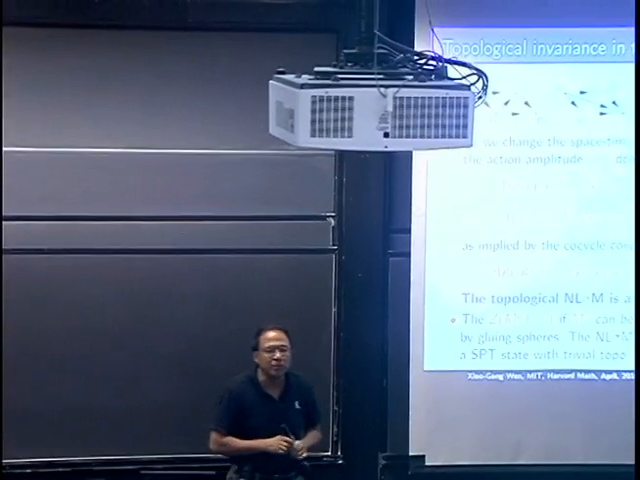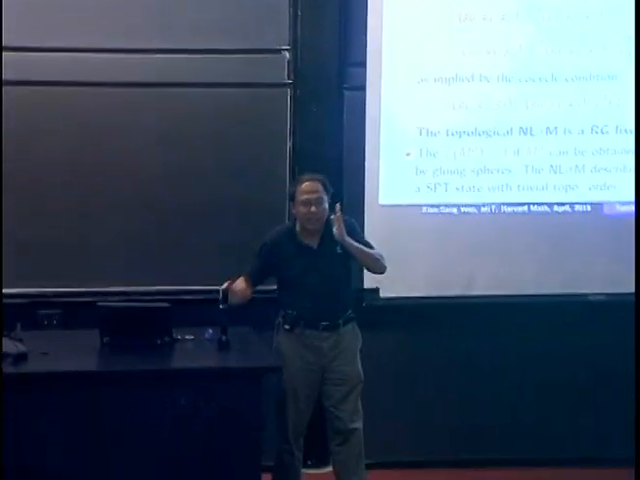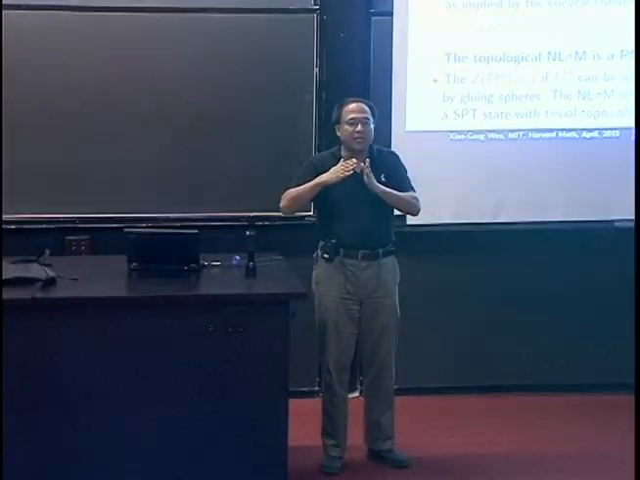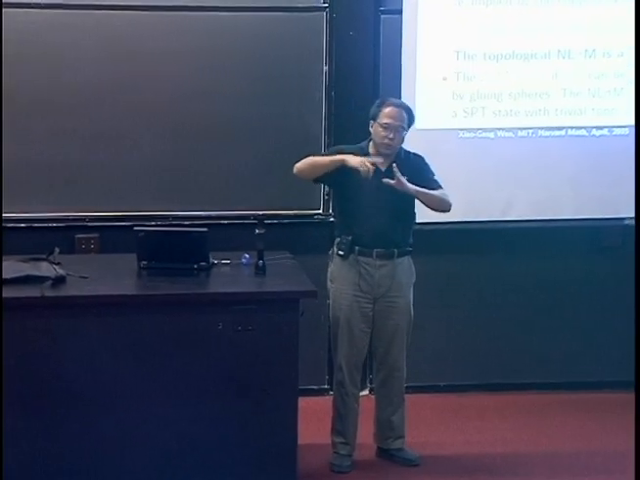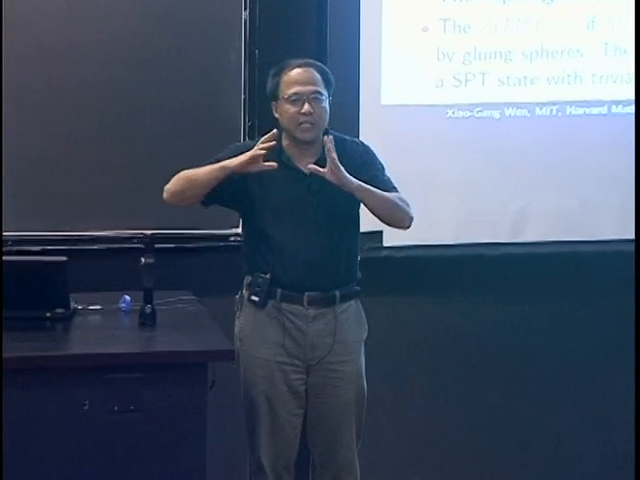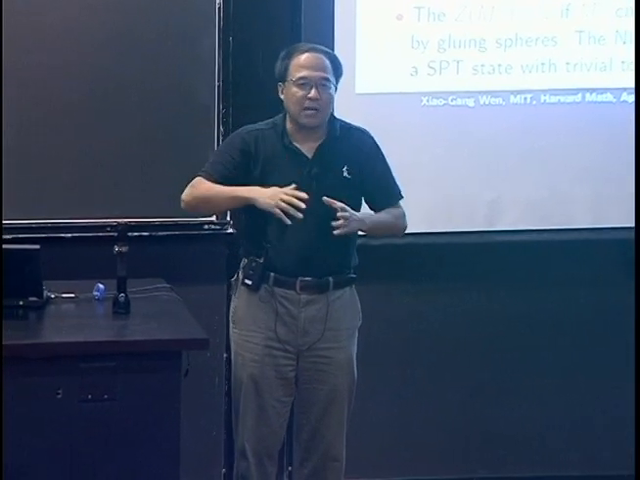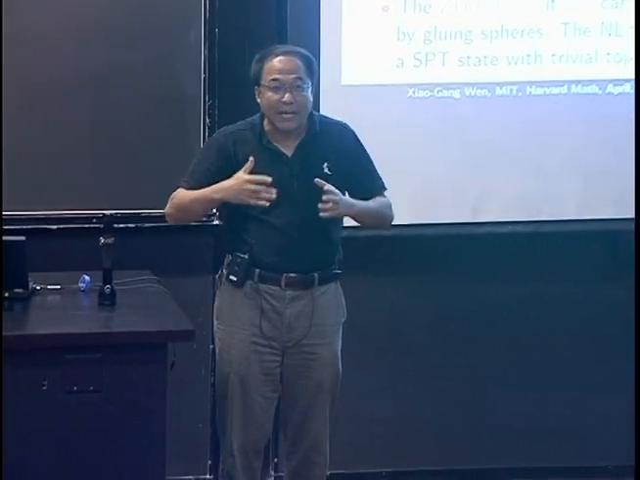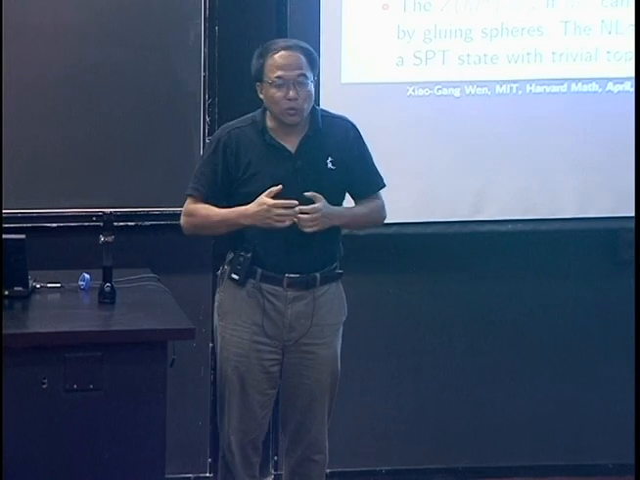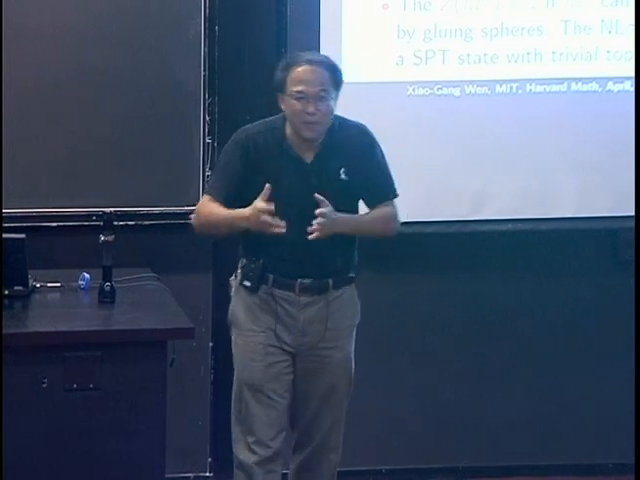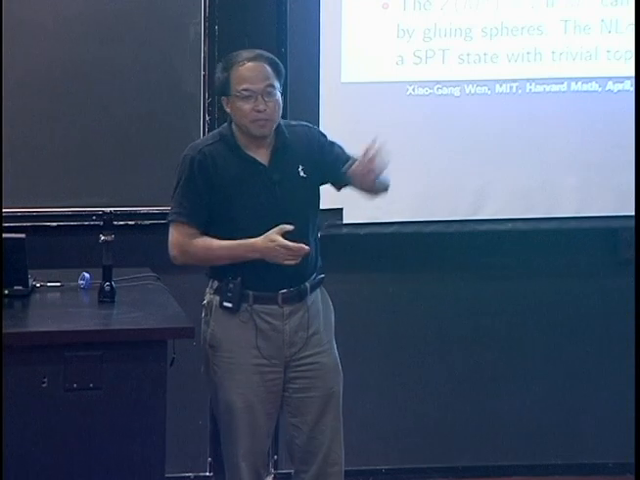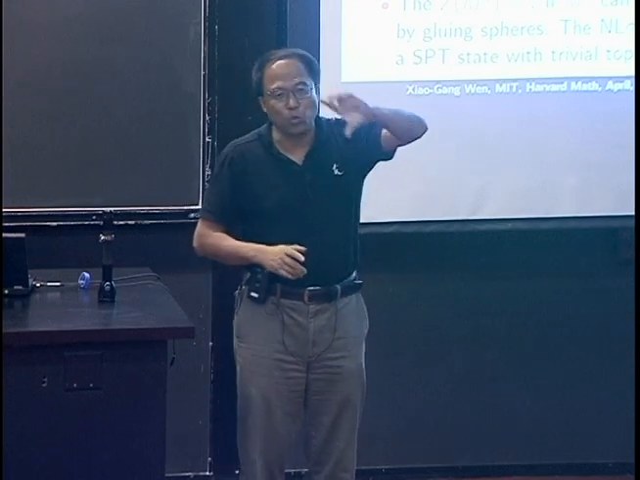In Dijkgraaf-Witten, the indices are chosen on the edge. And there is also some kind of flat connection condition, et cetera. So when you do that, you actually describe a gauge theory. So there, you do have a non-trivial topological invariance. But here, my index is a group element on the vertex.